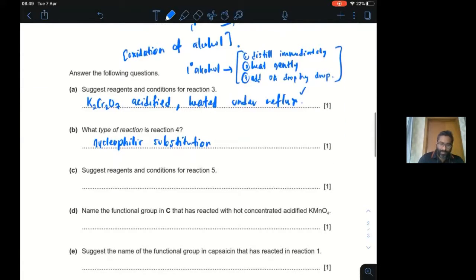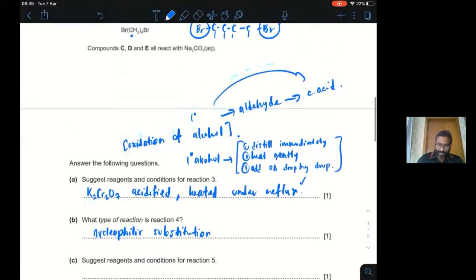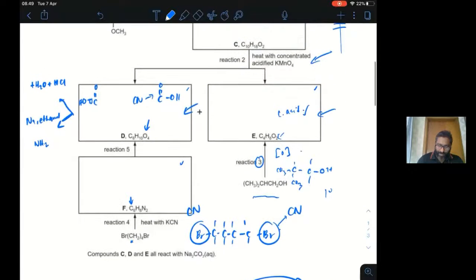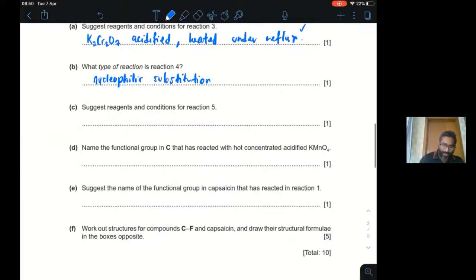Now, suggest reagents and conditions for reaction 5. Okay, let's look at reaction 5. This one, I told you, is a reaction of nitrile. It's changing into carboxylic acid. So the reagent is definitely not forming amine over there. It's forming carboxylic acid. So we are looking at the formation of carboxylic acid from nitrile.